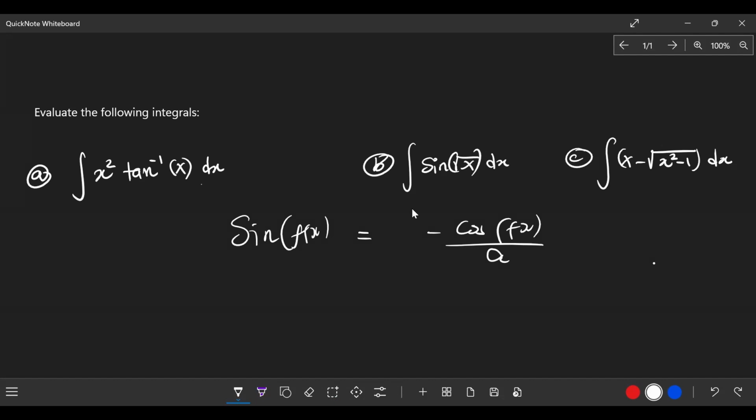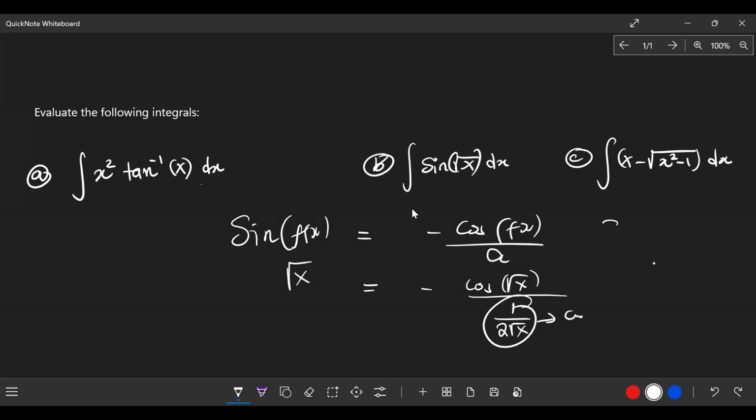But if you look at what you have here, the input is root x, right? So you can tell me that the integral of this will be negative cos root x, divided by what? What's the derivative of root x? The derivative of root x is not a constant, isn't it? Yes, because the derivative of root x is simply 1 over 2 root x. So you see that this is not a constant, so this is not going to hold if you just integrate directly.